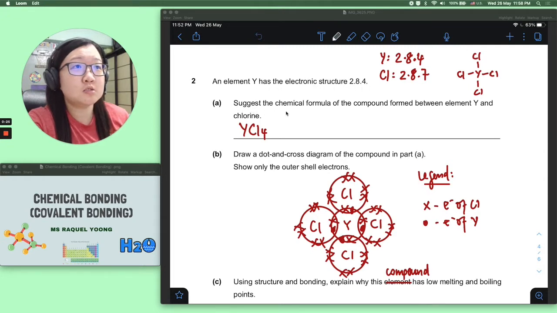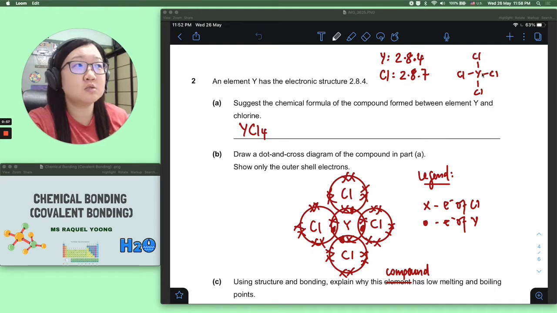Part A suggests the chemical formula of the compound formed between element Y and chlorine. On the side, as you can see, I always do this little working through of the electronic configuration. So Y is 2.8.4. Chlorine, from the periodic table, we know is 2.8.7. So element Y will need to share 4 electrons, whereas chlorine just needs to share 1 electron, right?